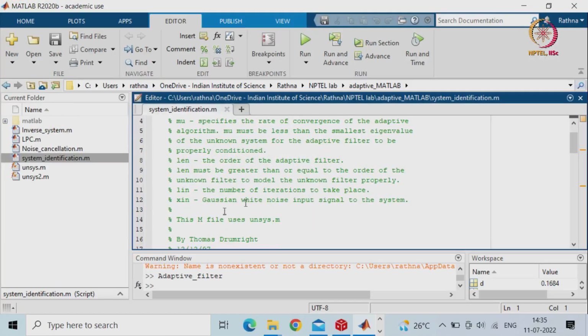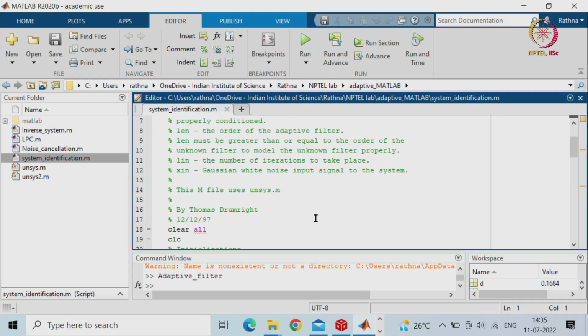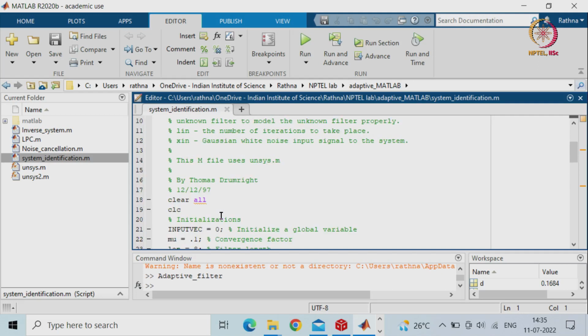This is one of the available codes to show the application. You can use the book codes to do this. This is written by Thomas Drumright. You can see it is from 97, and still it can be used.